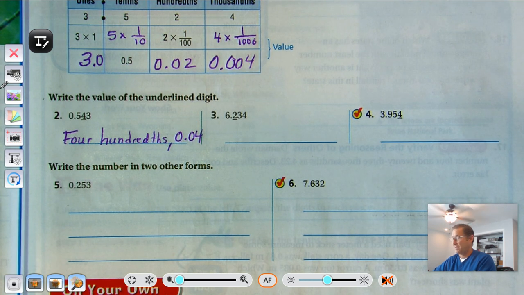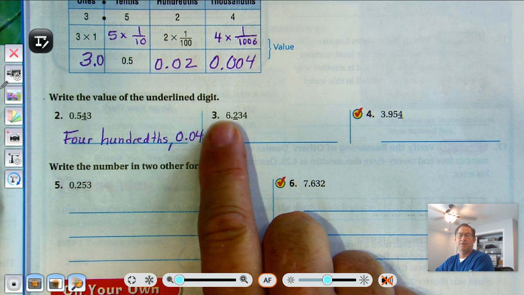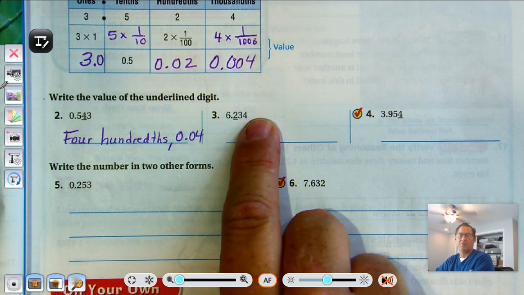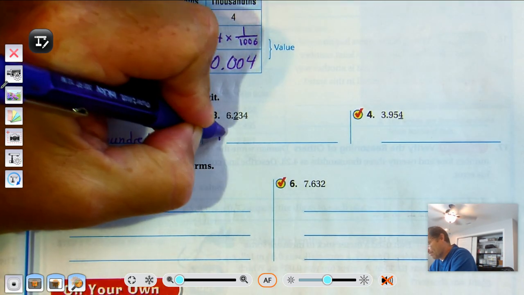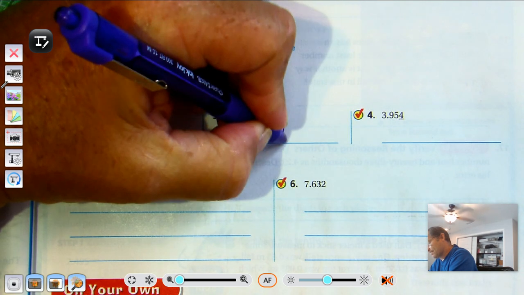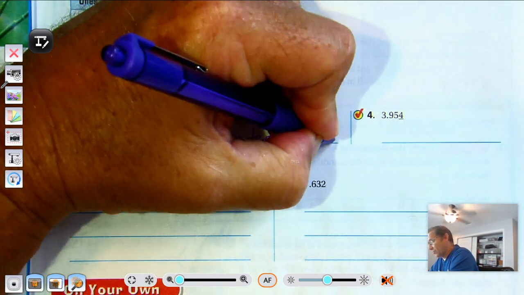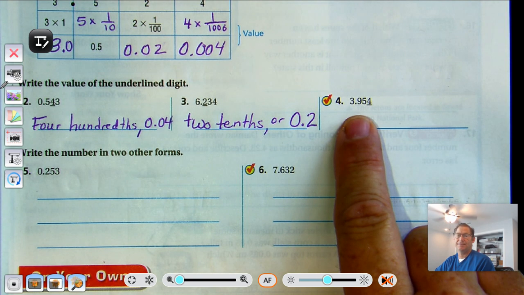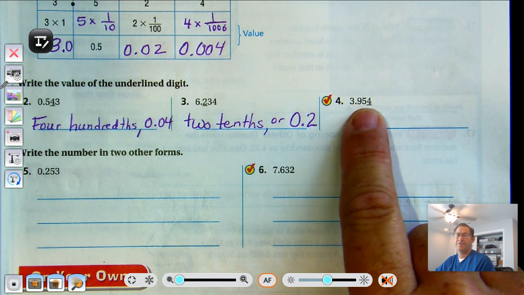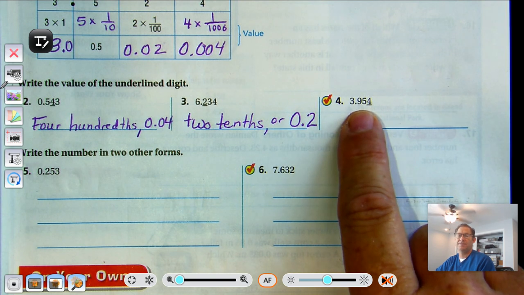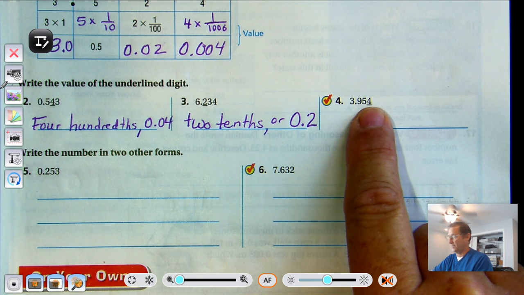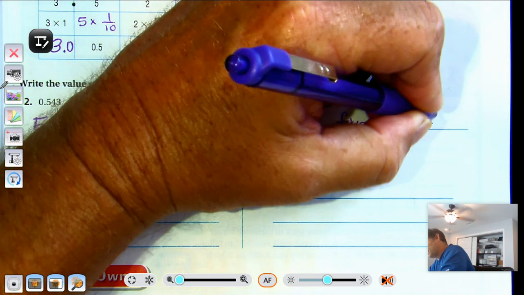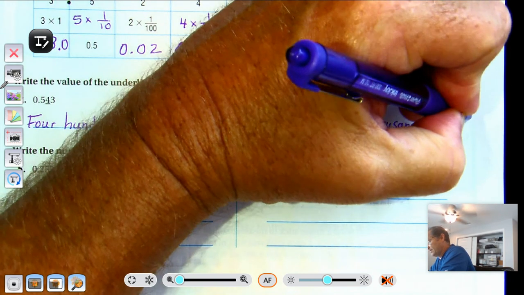Okay, how about number 3? 6 and the first digit to the right of the decimal is the tenths. So 2 tenths, 3 hundredths, 4 thousandths. So 2 tenths, or we can say 0.2. Okay, number 4, 3 and 954 thousandths. The 9 is in the tenths place, the 5 is in the hundredths place, and the 4 is in the thousandths. So we'd have 4 thousandths. And we can also write that as 0.004.